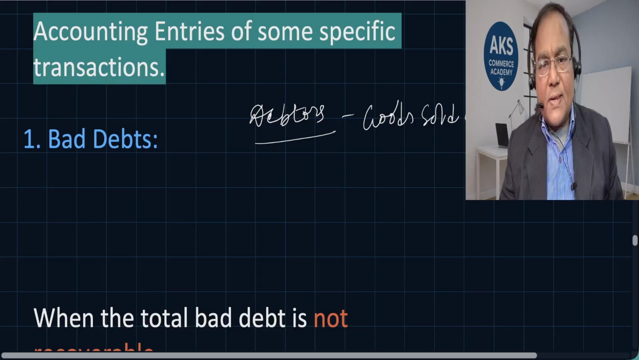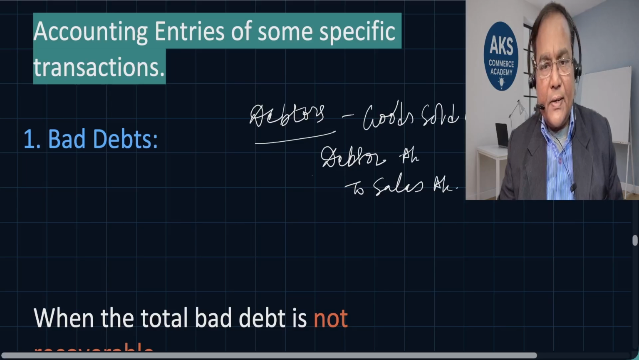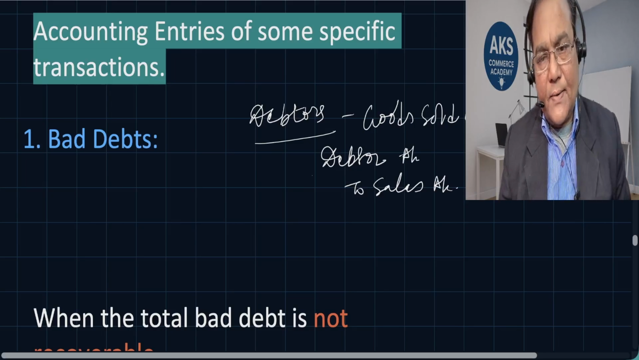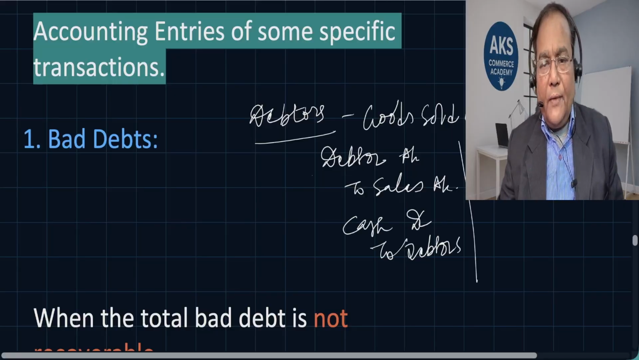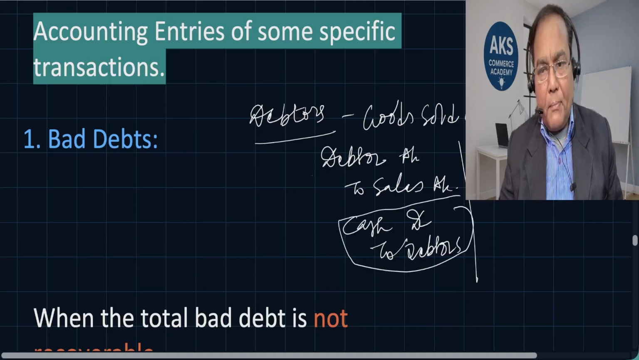When we are making sales, the entry that we pass is debtors debit to sales, right? So this is the entry that we have already seen. Debtors are debited and sales is credited. This is the journal entry we pass. Now when we receive money from them, the entry that we pass is cash account debit to debtors.